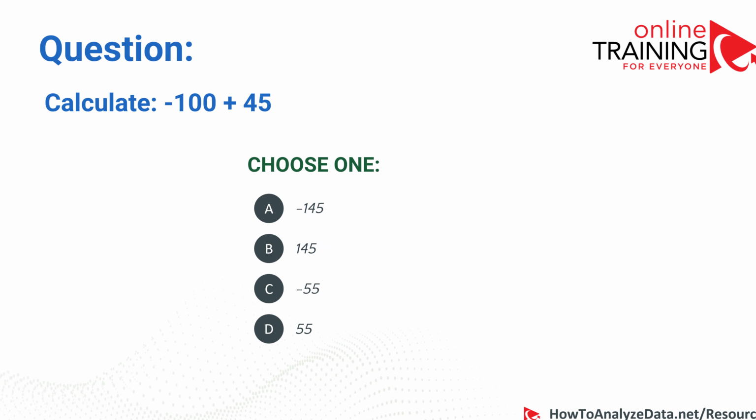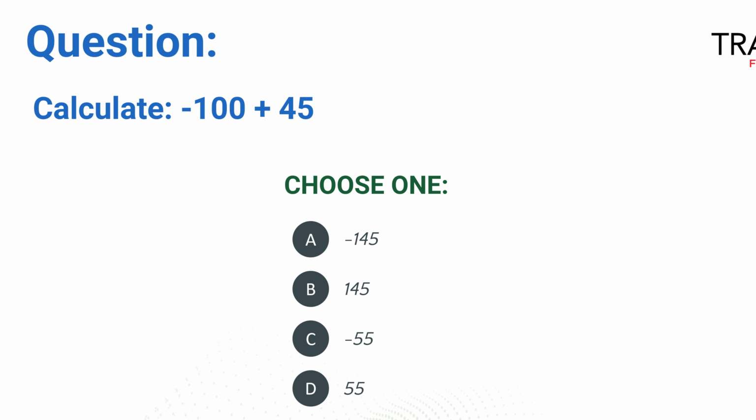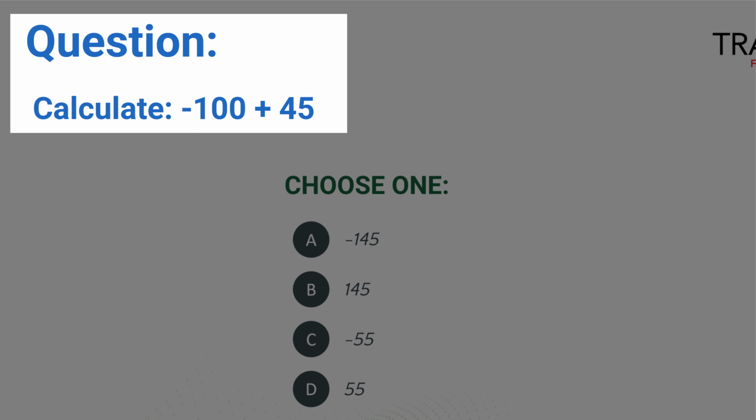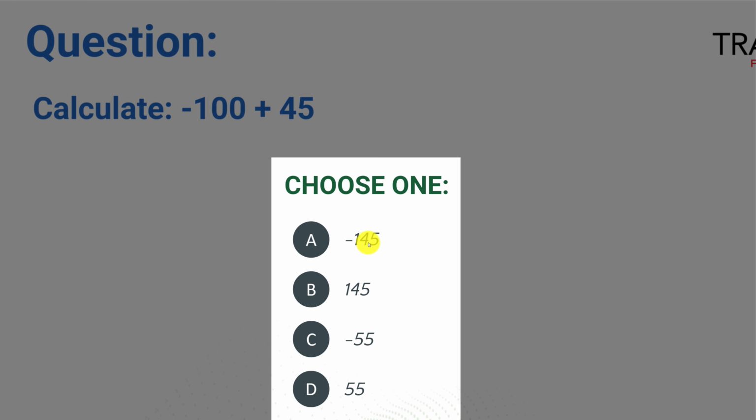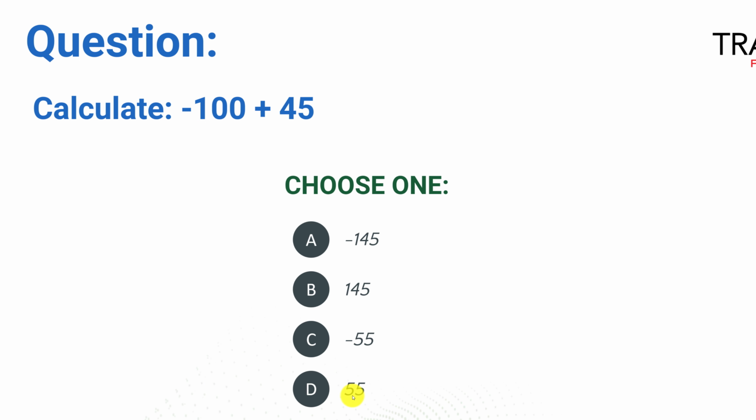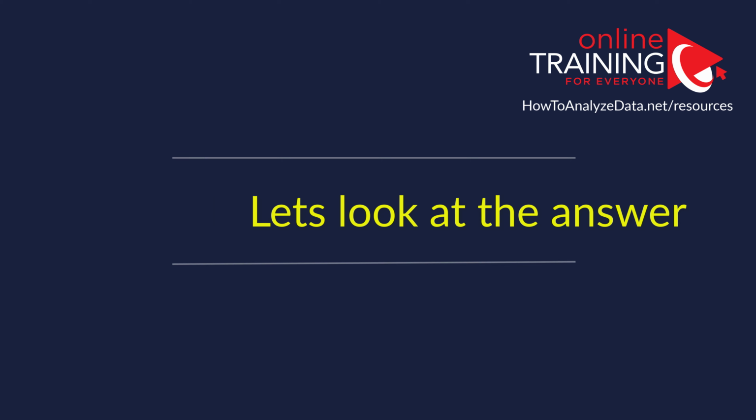Here's the question which tests your knowledge of working with negative numbers. Calculate minus 100 plus 45. Here, keep in mind that minus 100 is very tricky. Some people just don't see this minus sign right before the 100. And there are four choices: minus 145, 145, minus 55, and then 55. So what do you think is the right answer?